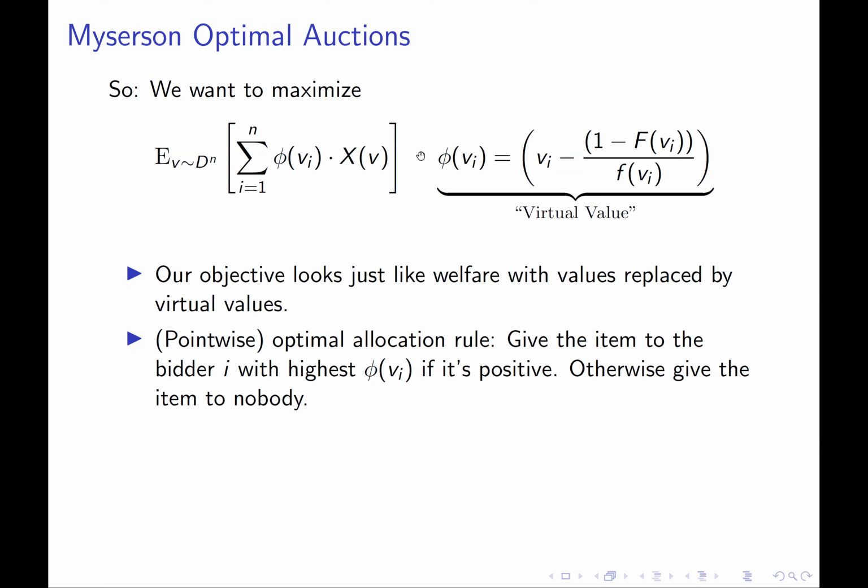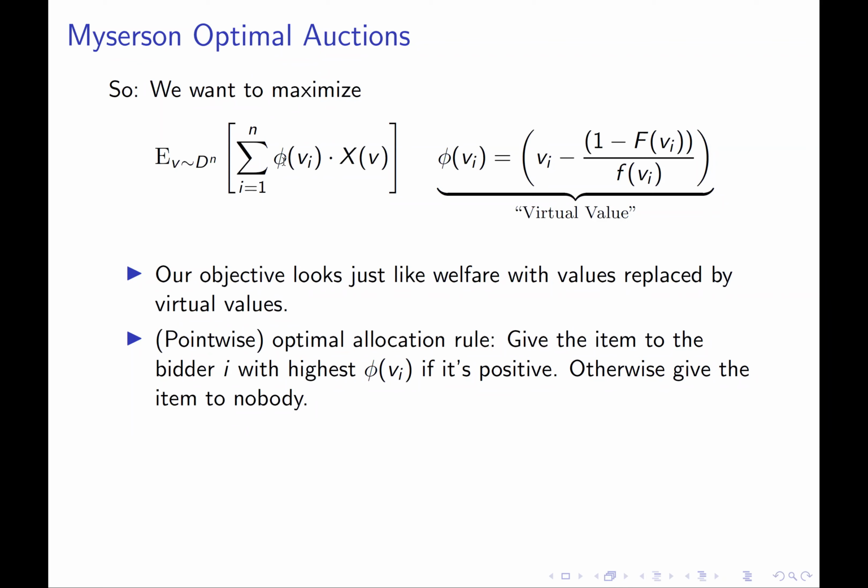But note that although people's values are non-negative, numbers between 0 and 1, the virtual values can actually be negative, right? Your virtual value is your value minus something positive. So your virtual value might be negative. And if everybody's virtual value is negative, then the virtual welfare will also be negative if I give the item to anybody. And so the allocation rule is just a little bit more complicated.